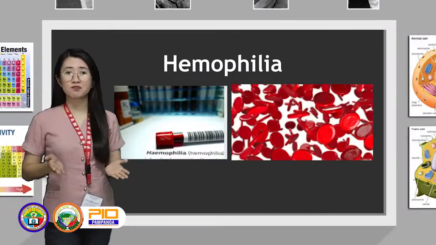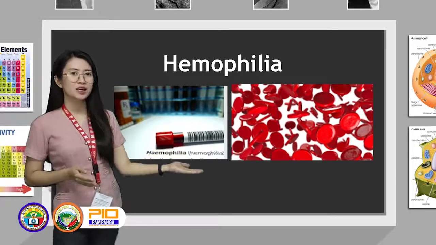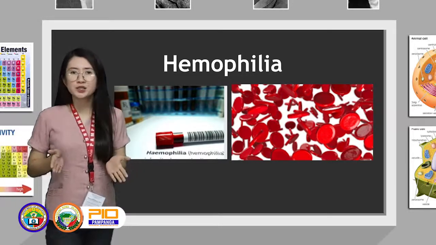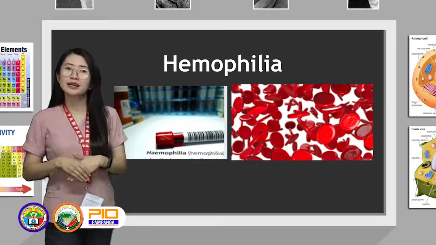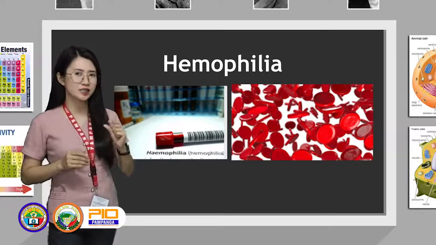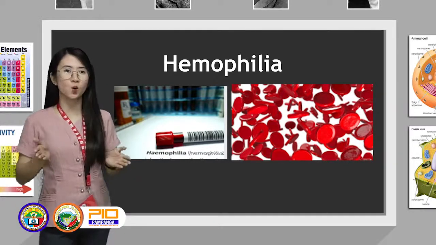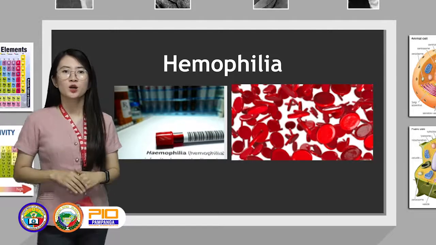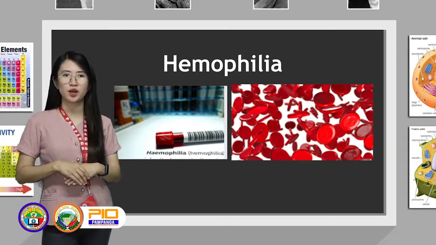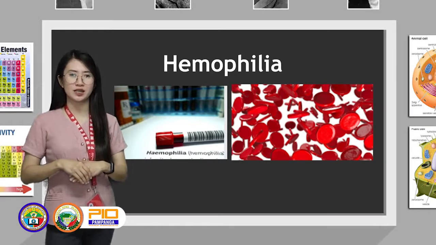Another example of a sex-linked trait is hemophilia. It is a result of poor blood coagulation. Persons with hemophilia frequently experience excessive bleeding even with the slightest injuries. Males are more likely to acquire this disorder than females. This is because males have only one X chromosome, and so the defective gene is more likely to manifest.